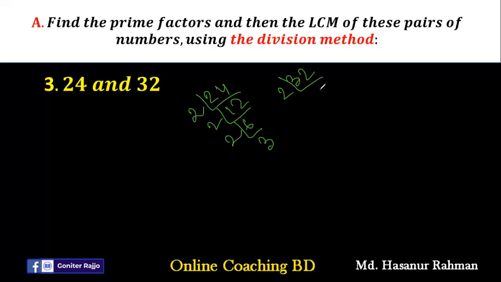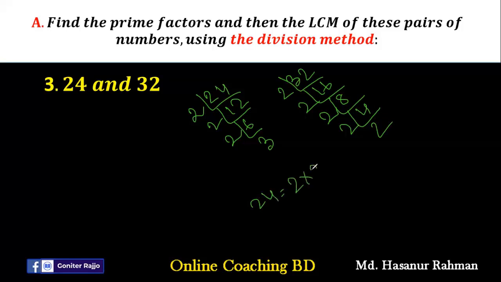Similarly, 32. We have to divide 32 by 2. It will be 16. 16 divided by 2. It will be 8. 8 divided by 2. It will be 4. 4 divided by 2. It will be 2. Now, we can express 24 in this way. 24 is equal to 2 multiplied by 2 multiplied by 2 multiplied by 3. We can express 32 in this way: 2 multiplied by 2 multiplied by 2 multiplied by 2 multiplied by 2.